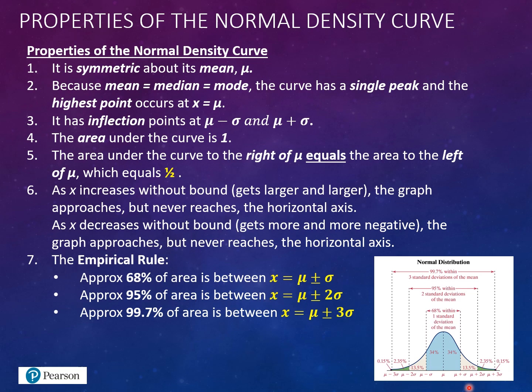And again, just a reminder from the empirical rule that 68% of the area is between the mean plus or minus 1 standard deviation. 95% of the area is between the mean plus or minus 2 standard deviations. And approximately 99.7% of the area is between the mean plus or minus 3 standard deviations. And again, this is just what we learned in the empirical rule in a prior chapter.